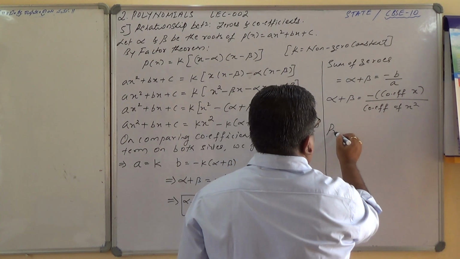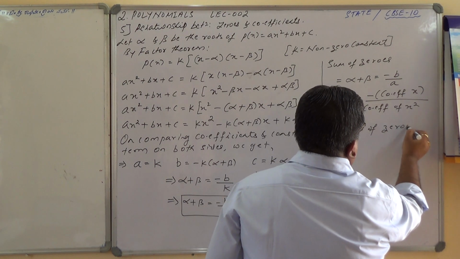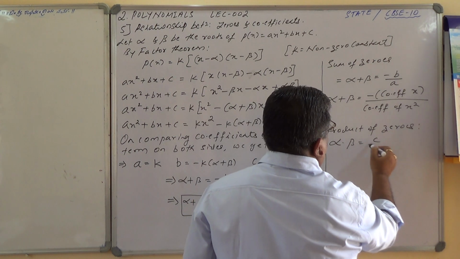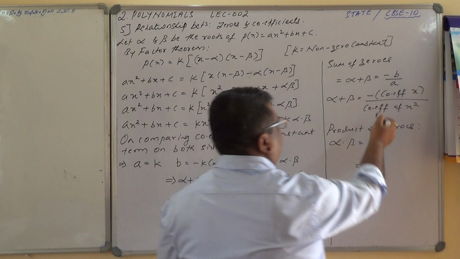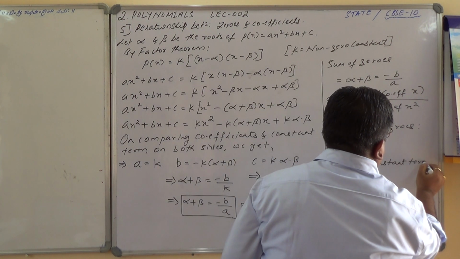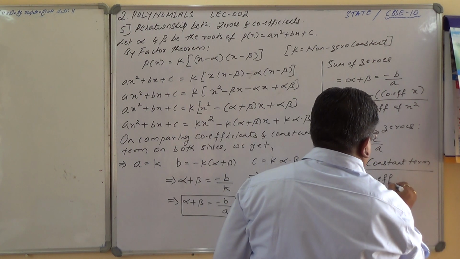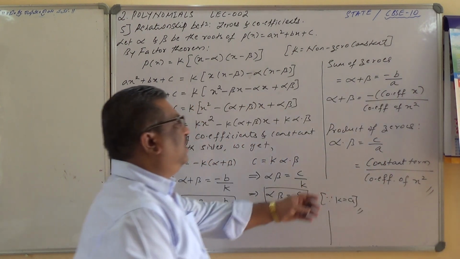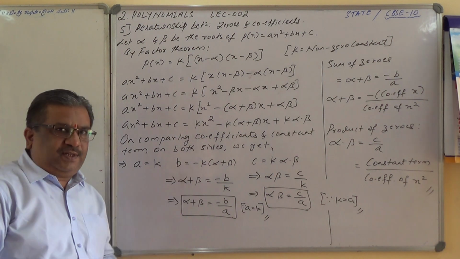Similarly, product of zeros alpha into beta equals c by a, where c is the constant term and a is the coefficient of x square. Therefore constant term, the whole divided by coefficient of x square. So these are the two important relationships which you have established. So note it down first.